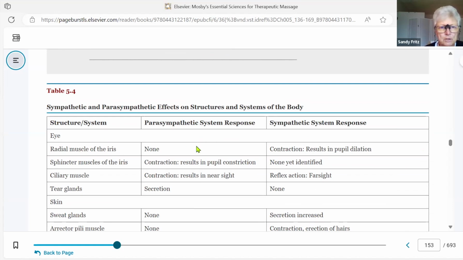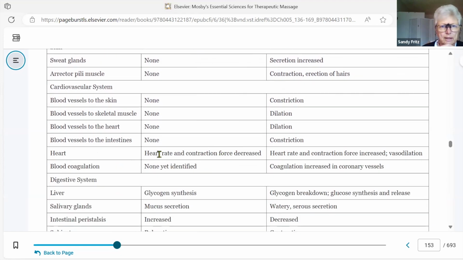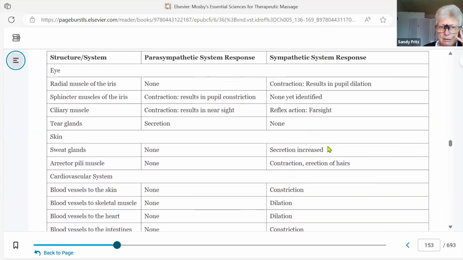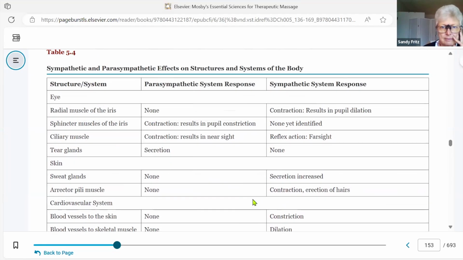This table is going to give you consolidated content on what happens if it's a parasympathetic response or a sympathetic response. This is going to feel a lot like way back when we talked about the balance of opposites, yin yang. So, for example, if we get down here, find the one on the heart rate and contraction force, it is decreased under parasympathetic, but under sympathetic response, it is increased. You're going to want to know this.